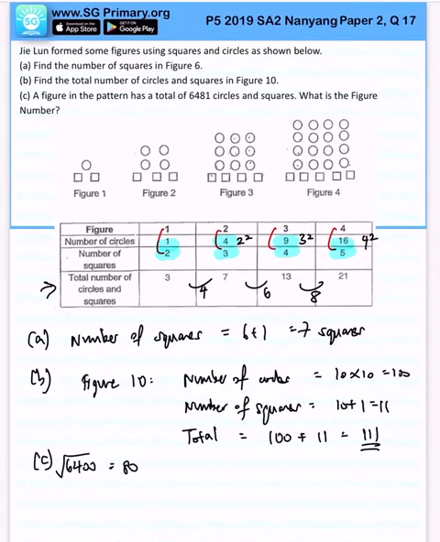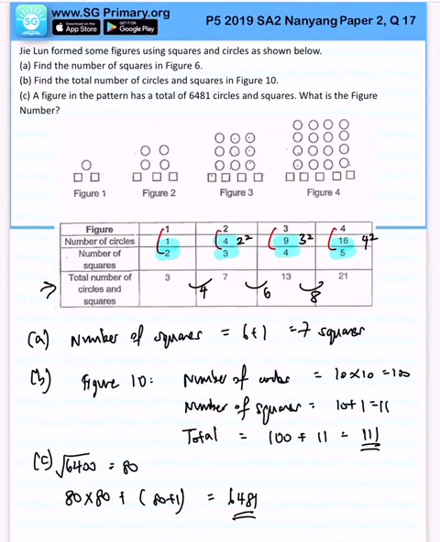So let us just double check, what is this figure? You realize that 80 times 80 plus 80 plus 1 will give us 6481, which is exactly the total circles and squares that they're looking out for. Am I right?